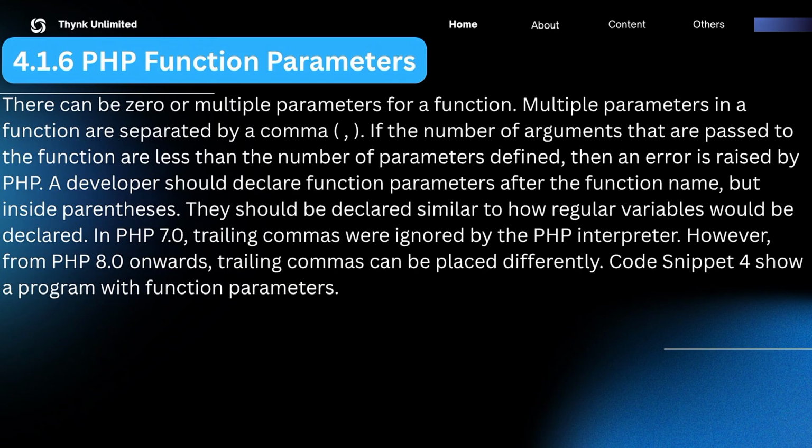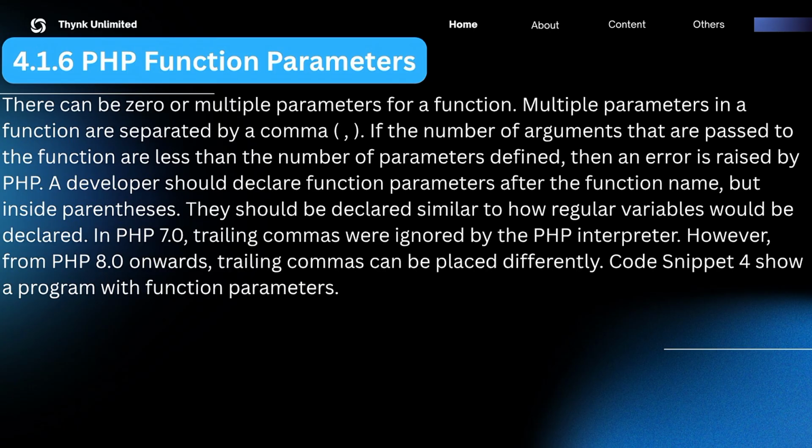value to work with. Parameters are always declared after the function name, inside parentheses, just like normal variable declarations, but without assigning them values. The values are assigned later when the function is called. This structure allows developers to create dynamic and reusable code, where the same function can work with different inputs each time it is executed.